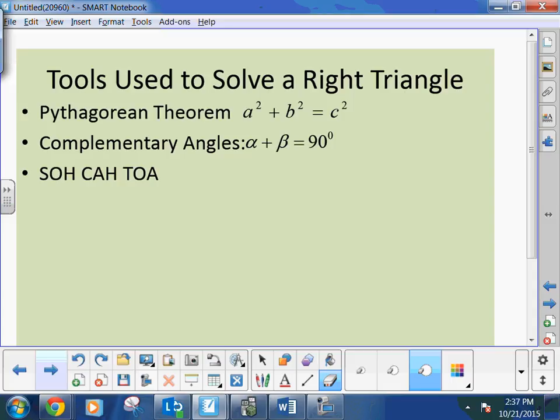We have to be able to understand that you're going to be using Pythagorean theorem, complementary angle theorem, or SOHCAHTOA to actually get our solutions and answers to these different problems.